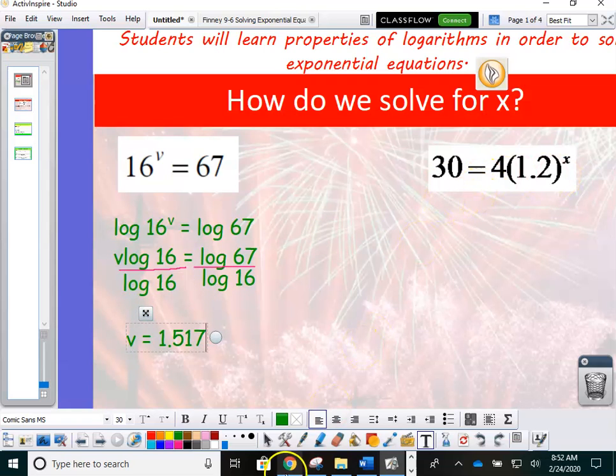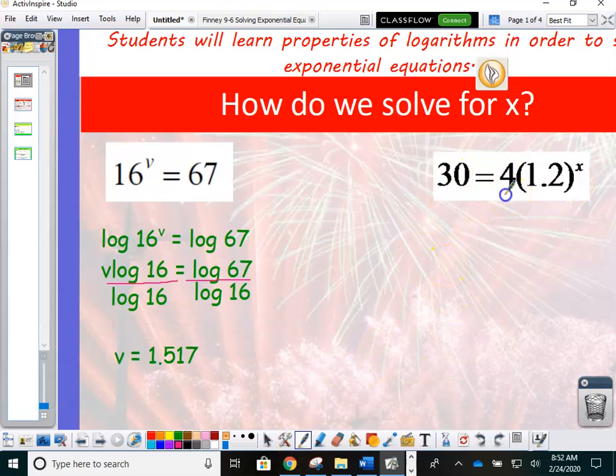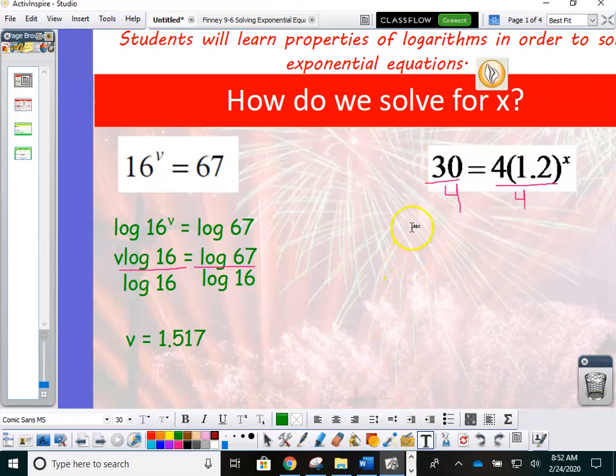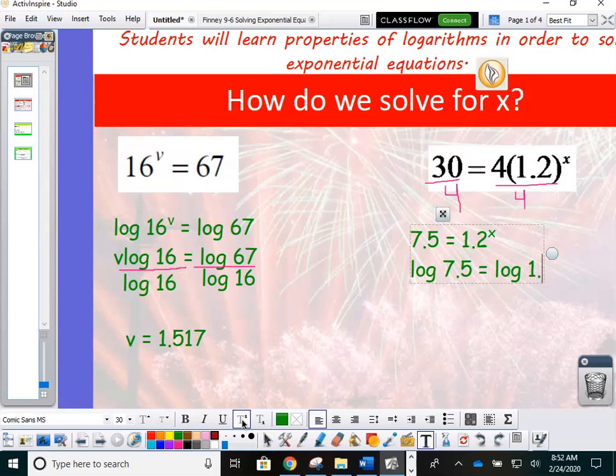Okay, same thing happened over here. The only difference is we first divided both sides by 4 so that we could get the base by itself. So we did 30 divided by 4 and we got 7.5 equals 1.2 to the x. And then we did the log of both sides. We had the log of 7.5 equals the log of 1.2 to the x.